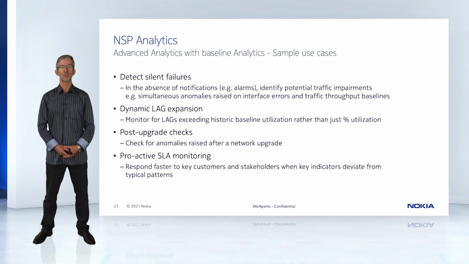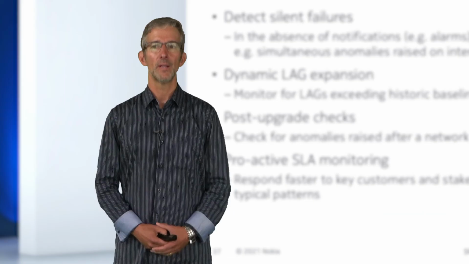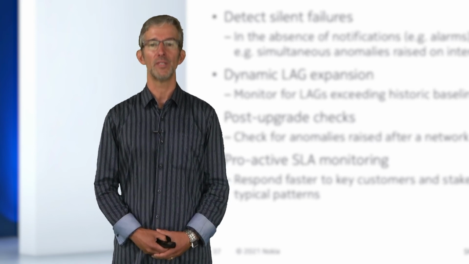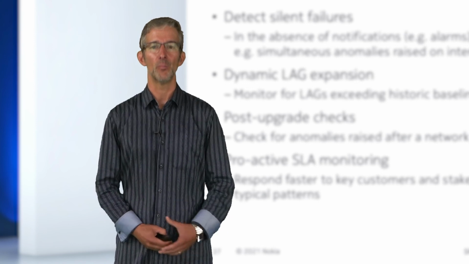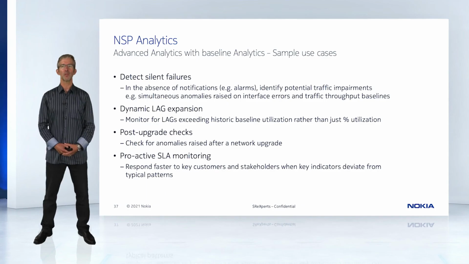A few sample use cases amongst many that can be applicable here to the baseline analytics. Detection of silent failures. In some instances, there are network failures deemed as silent, where no alarms, no indications are necessarily provided to the operators. And here, the anomaly detection portion of the baseline analytics can really help in that respect and bring up visibility of those silent failures. Similarly, with dynamic LAG expansion, instead of monitoring your LAGs only on simple utilization, based more on the baseline analytics that we have here, you can use more sophisticated indicators and determine when it makes sense to augment or increase your LAGs.